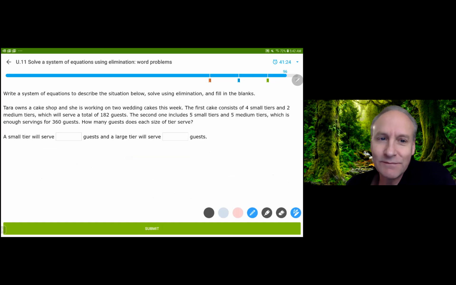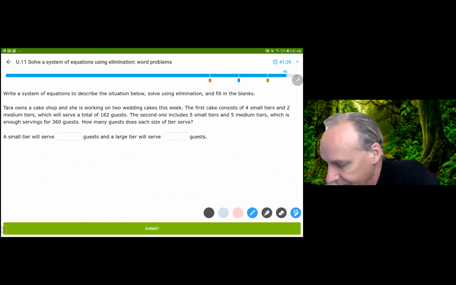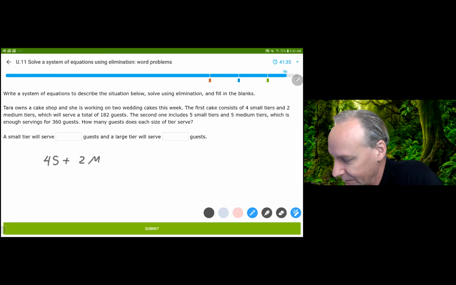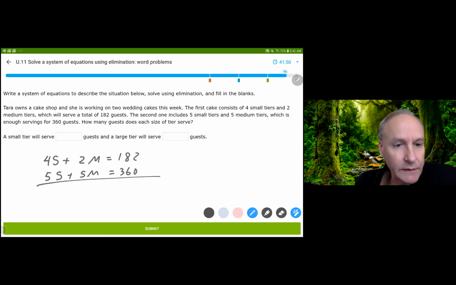Two more. I'm getting really tired. Okay, so 4s. Not so tired. I'm just ready to try something else. 182. And we have 5s plus 5 medium gives us a total of 360. And there's no real nice ones.